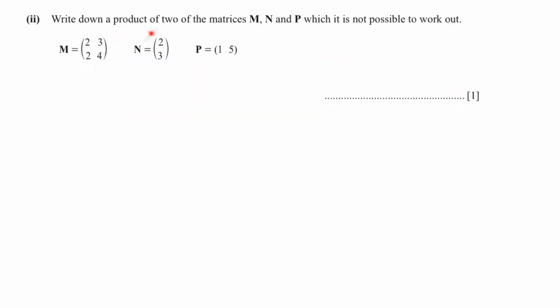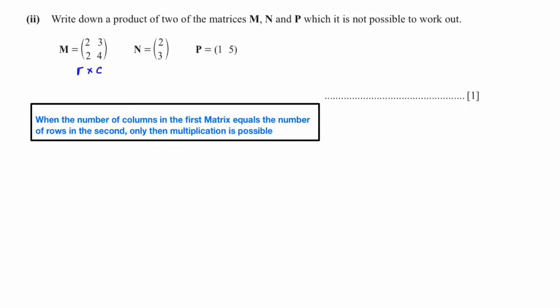Part 2. Write down a product of two of the matrices M, N and P which it is not possible to work out. For that, you need to know a few things. These are called rows and these are called columns. When you want to multiply matrices, we write the row multiplied by column. This is the rule we follow. When the number of columns in the first matrix equals the number of rows in the second, only then multiplication is possible. So the first matrix M can be written as 2 rows and 2 columns.